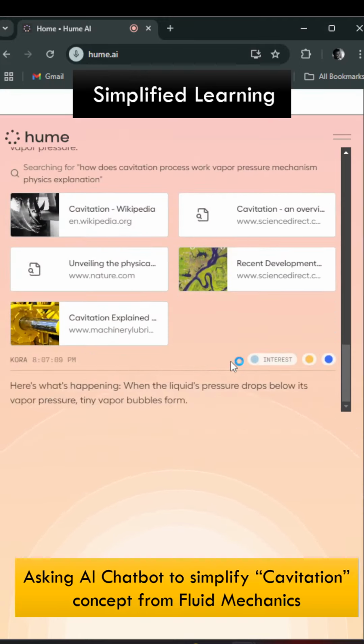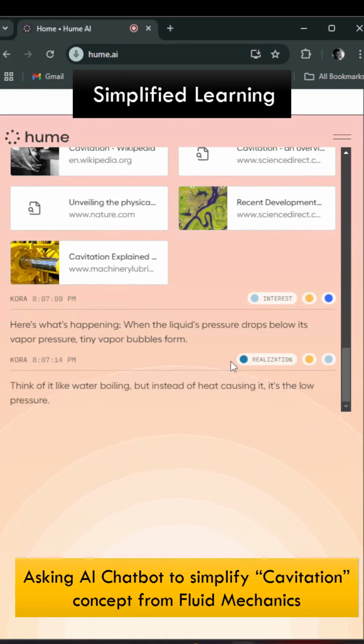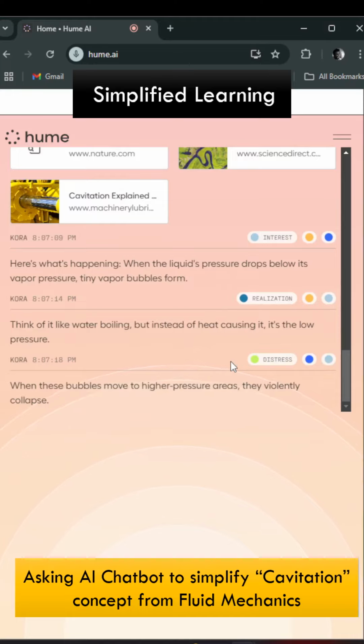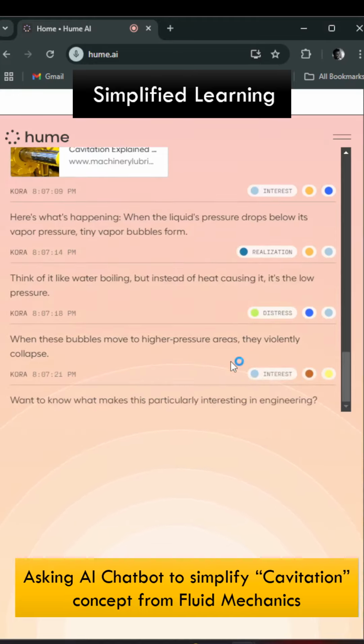Here's what's happening. When the liquid's pressure drops below its vapor pressure, tiny vapor bubbles form. Think of it like water boiling, but instead of heat causing it, it's the low pressure. When these bubbles move to higher pressure areas, they violently collapse. Want to know what makes this particularly interesting in engineering?